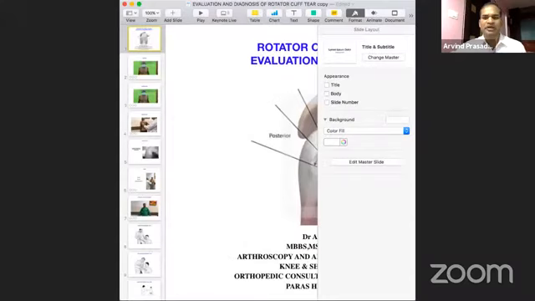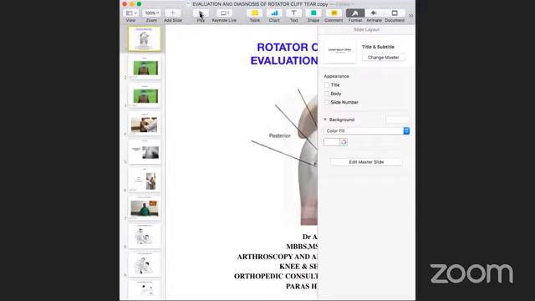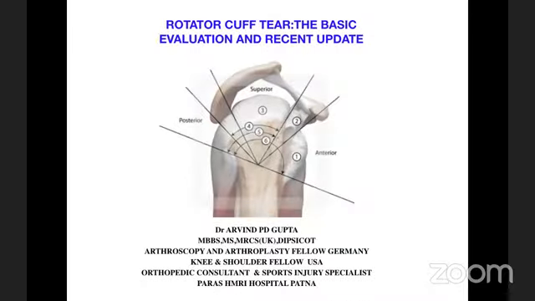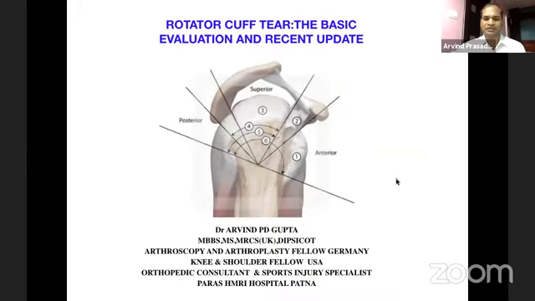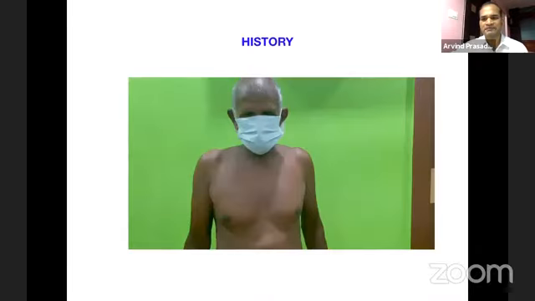Thank you, sir. Thank you for the opportunity. Good evening, everyone. I'll be talking on basic rotator cuff evaluation and treatment part and some recent update about this treatment. So I'll start with the evaluation with the history.